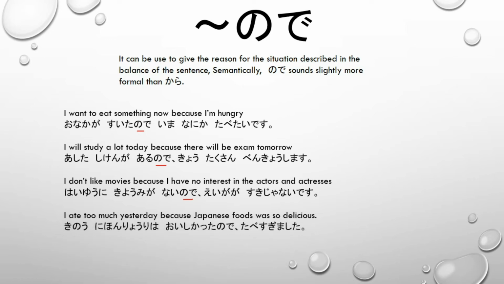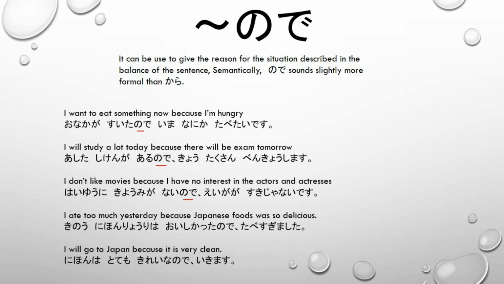So next naman natin, I ate too much yesterday because Japanese food was so delicious. So, kinou nihon no ryouri wa oishikatta node tabesugimashita. Ulit. Kinou nihon no ryouri wa oishikatta node tabesugimashita, no? So, napakain daw siya, sobra daw yung pagkain niya kahapon kasi masarap daw yung Japanese food. So, yun. Next naman natin.